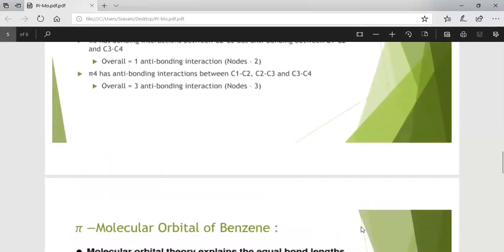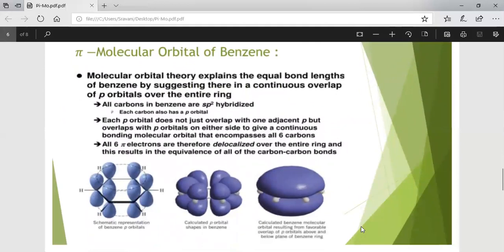Next, moving on to the pi molecular orbitals of benzene. As we all know, benzene has this cyclic structure. When we see the structure of benzene, it is also known as an aromatic compound. It has 3 double bonds within its ring, and when we observe those double bonds, they are in conjugation. One double bond, again a single bond, again a double bond, again a single bond, again a double bond, like that.